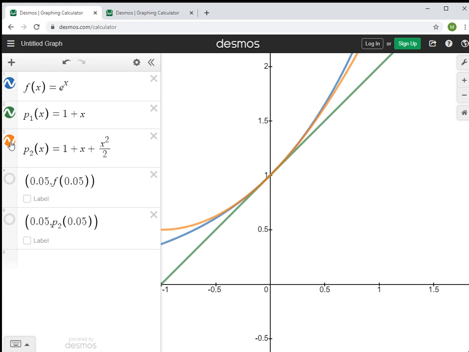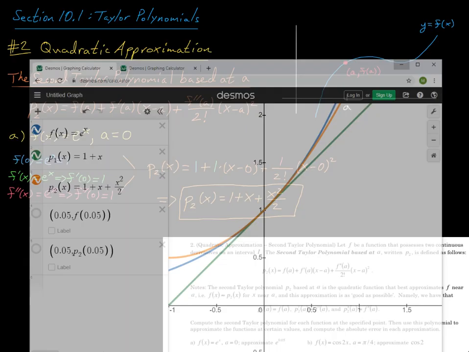And then for p2 of x, our parabola, this is 1 plus x squared over 2. And as we can see, since this parabola can bend, think about bending a wire to try to fit the shape of this blue curve, it certainly looks like it's doing a better job approximating the blue curve near this point (0, 1). It certainly looks like it's doing better on a wider interval than the green line is. So keep that in mind.